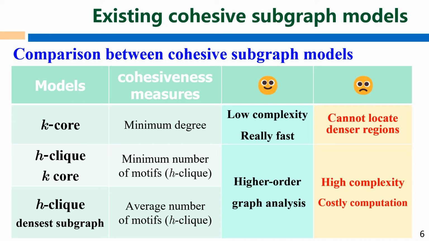The h-clique k-core and h-clique density subgraph models are higher-order variants of the traditional k-core model and the density subgraph model. Recently, these models have attracted much attention in database and data mining communities because they can be applied to higher-order graph analysis tasks. However, their computation is often really costly on large graphs for relatively large h values. This is because all those h-clique-based higher-order cohesive subgraph models need to count the number of h-cliques, which is often costly for large h values.